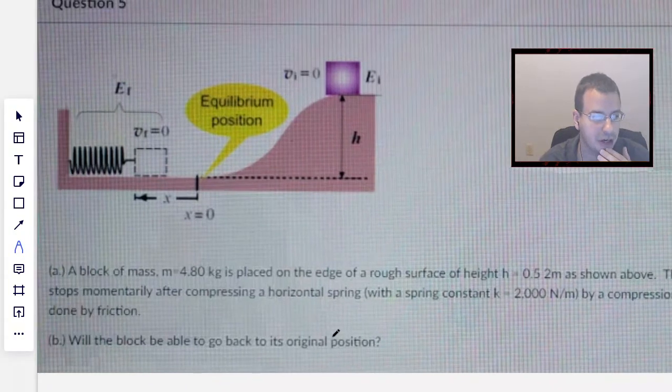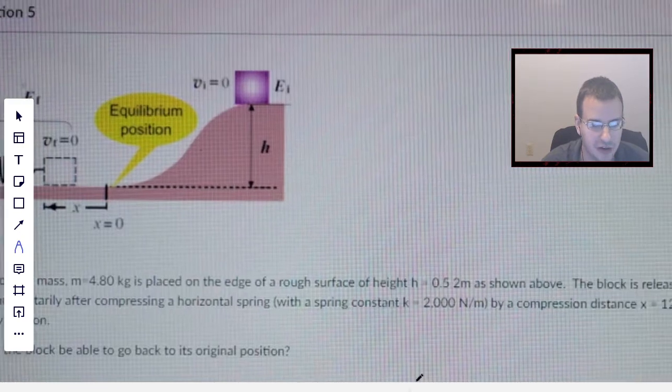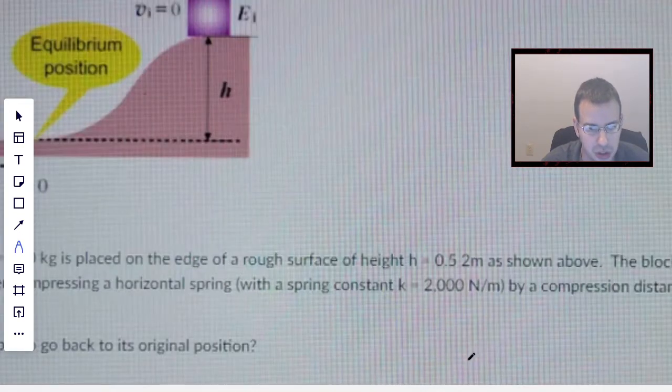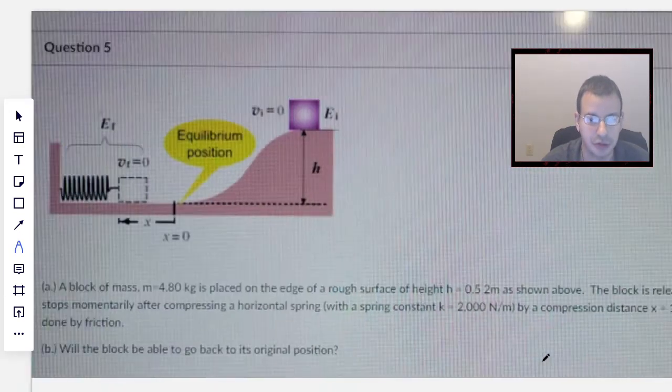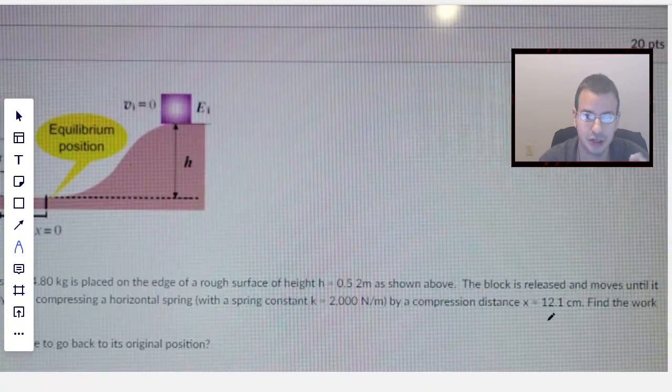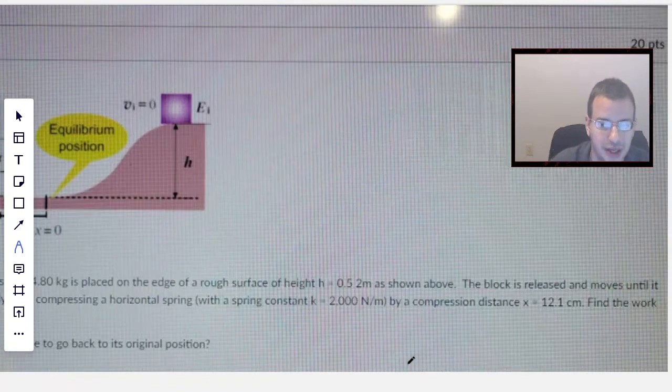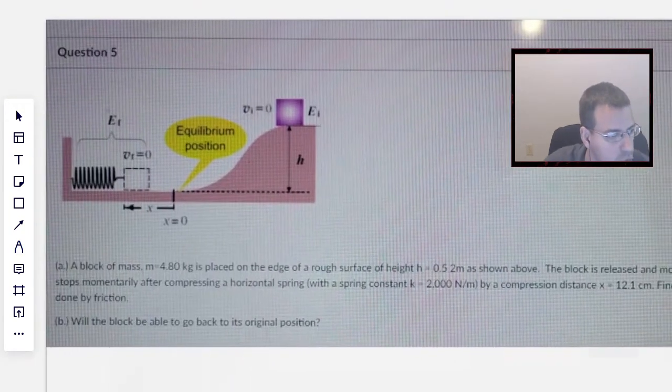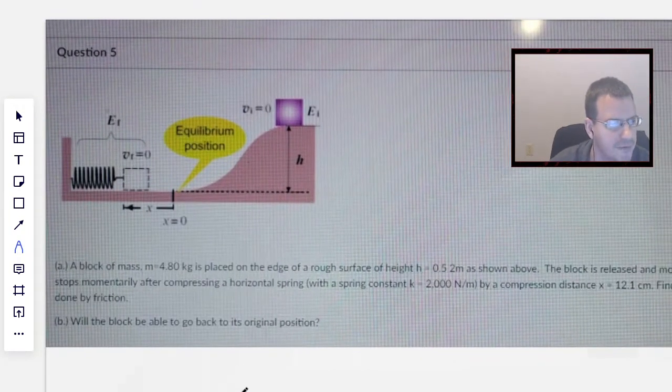stops momentarily after compressing a horizontal spring with a spring constant of 2 newtons per meter by a compression distance of 12.1 centimeters, or 0.121 meters. Find the work done by friction.